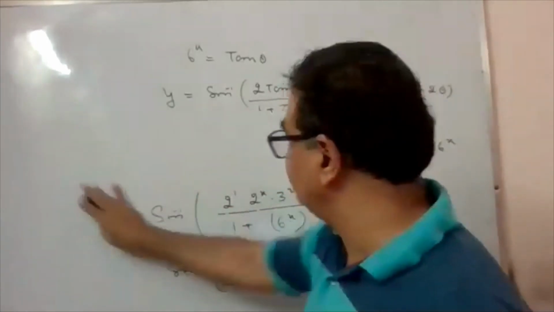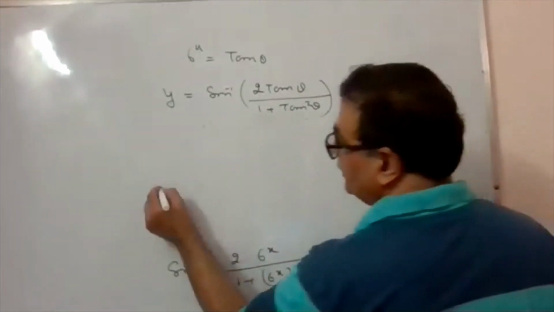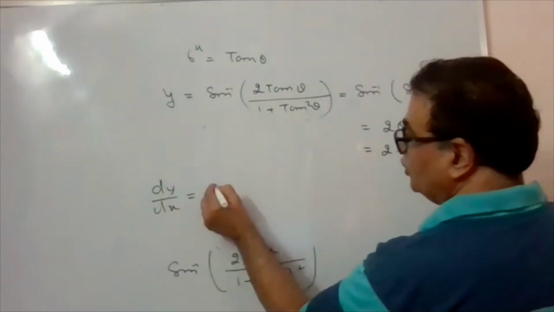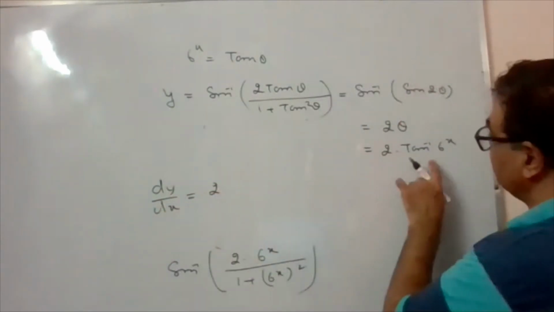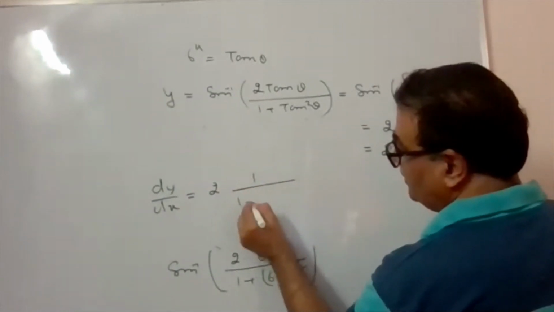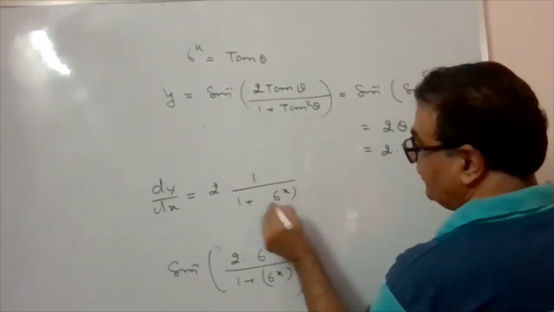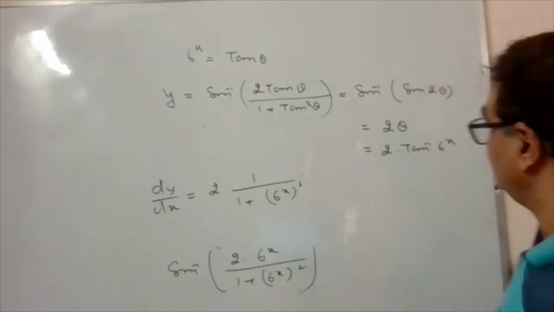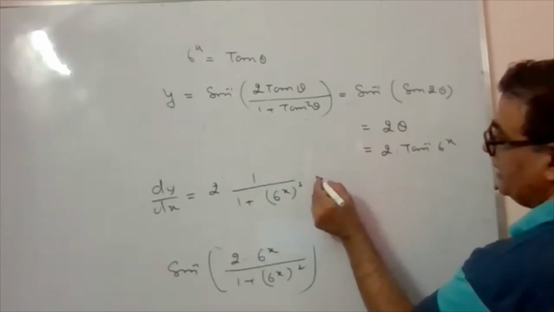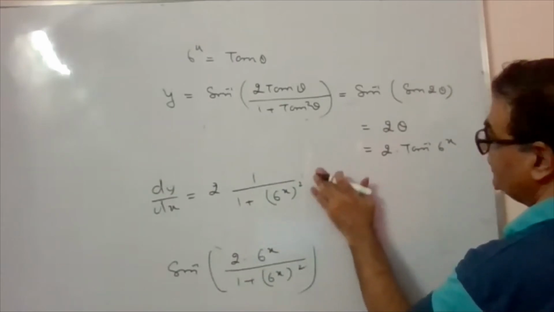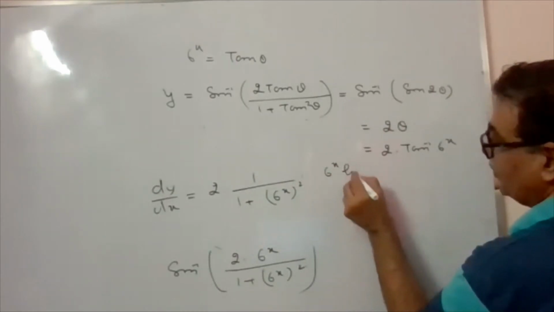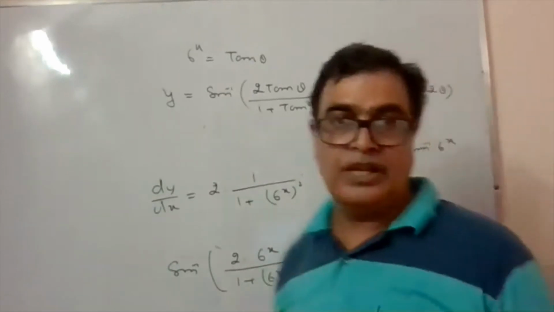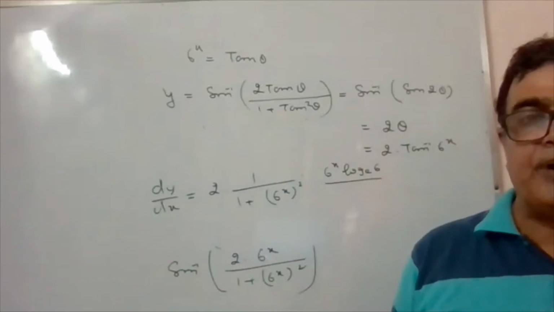And after getting this, now it's very simple to solve. Dy by dx comes out to be 2 as it is, tan inverse 6 power x, so 1 by 1 plus 6 power x whole square, and then 6 power x. When you take a power x, its derivative will be a power x log a. So I should write this as 6 power x log of 6. A power x derivative you have already done, a power x log a.